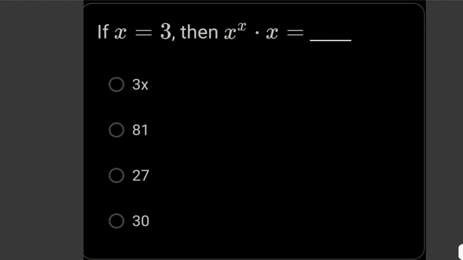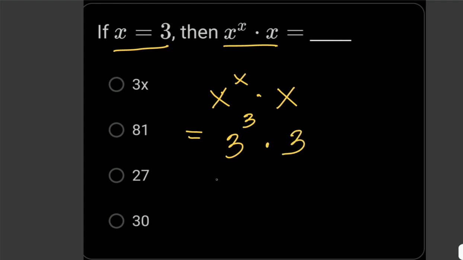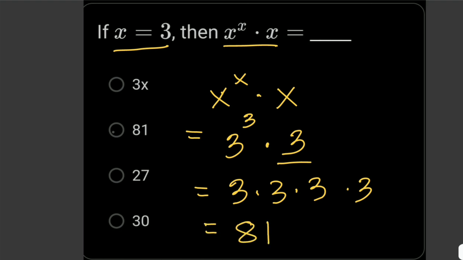If x equals 3, then x to the x times x equals what? So we're given here the value of x, which is equal to 3. Then we just have to plug in that value to the given expression, which is x to the x times x. So this would become 3 to the 3, or 3 cubed, times 3. And 3 cubed can be written as 3 times 3 times 3, and then this one times 3. And it's just equal to 81. Therefore, the answer here is this one.